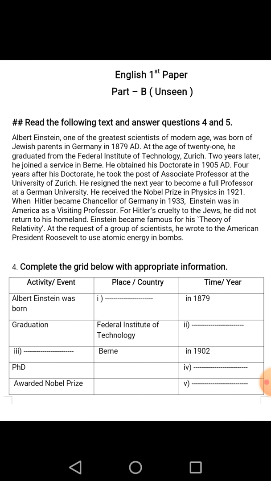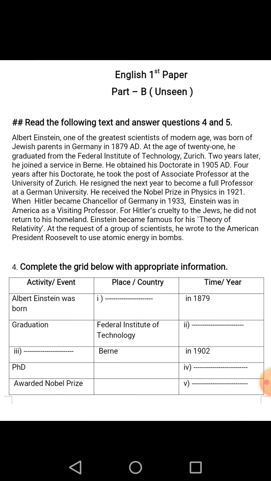I am telling you the answers. The answer of number 1 is Germany. Then the answer of number 2 is in 1900 AD. Here everyone notice, in this text it is said that Albert Einstein was born in 1879 AD and he graduated at the age of 21. Now boys, add digit 21 with 1879. Then you will find the answer. And the answer is 1900 AD.